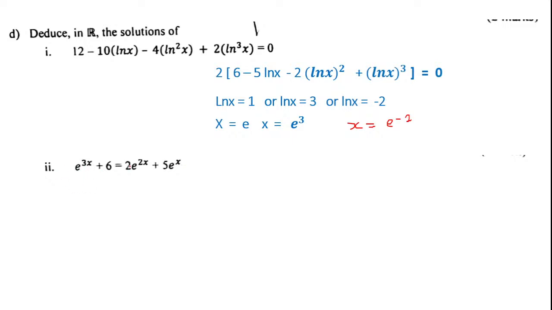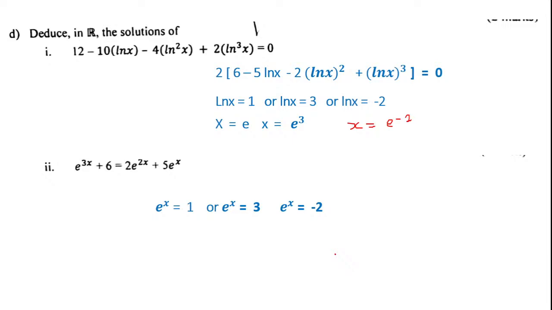Now the third one says e to the power 3x plus 6 is equal to 2e squared, 2e to the power 2x plus 5e to the power x. So we just need to rearrange this one. If you rearrange, we are going to have the previous form that we had. And from there, e to the power x will be equal to the roots we have deduced. So e to the power x will be equal to 1, or e to the power x will be equal to 3, or e to the power x will be equal to negative 2.